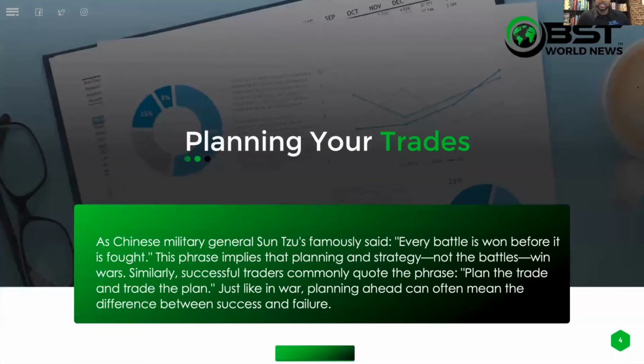A Chinese military general, Sun Tzu, famously said, "Every battle is won before it's fought." This phrase implies that planning and strategy, not the battles, win wars. Similarly, successful traders commonly quote the phrase, "Plan the trade and trade the plan." Just like in war, planning ahead can often mean the difference between success and failure.